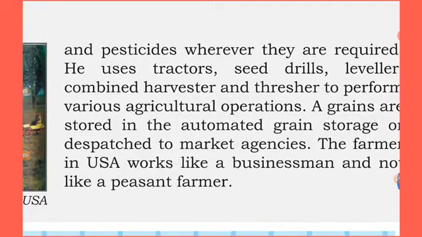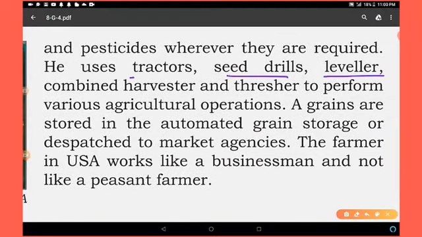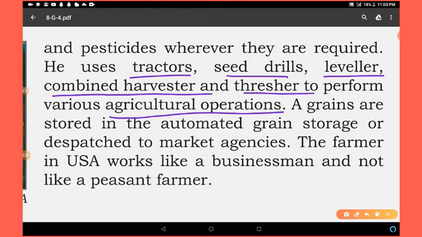Clear? He uses tractors, seed drills, leveler, combined harvester and thresher to perform various agricultural operations. But in India, small farmers do not have these kinds of facilities. Our grains are stored in the automated grain storage. As we discussed, in India, Indian farmers do not have storage facilities, so they have to sell their crops at very cheap prices or dispatch them to market agencies.